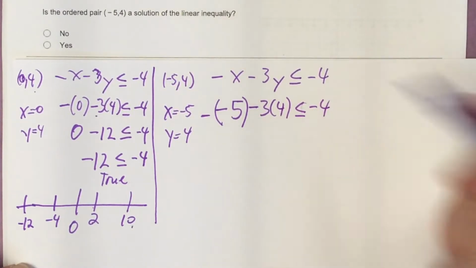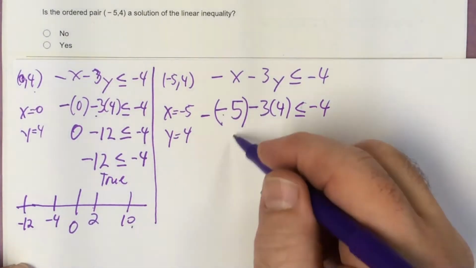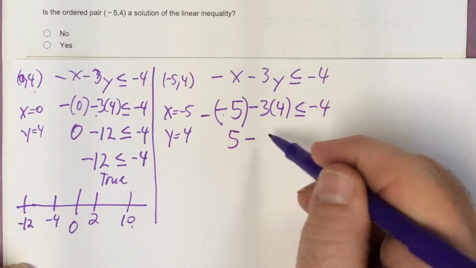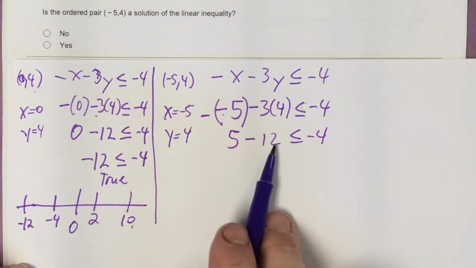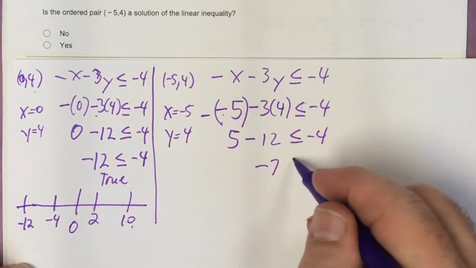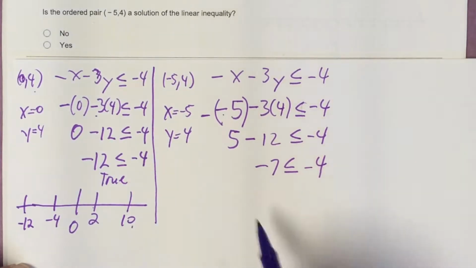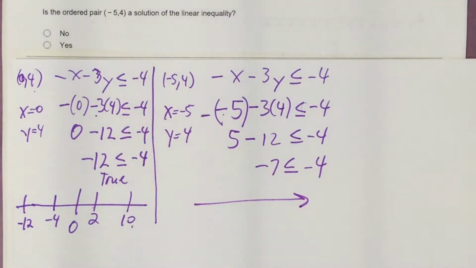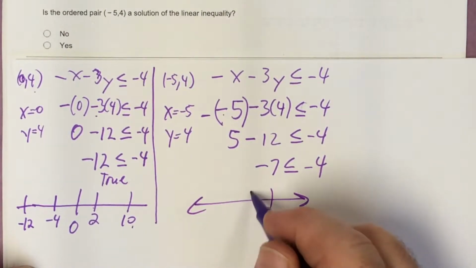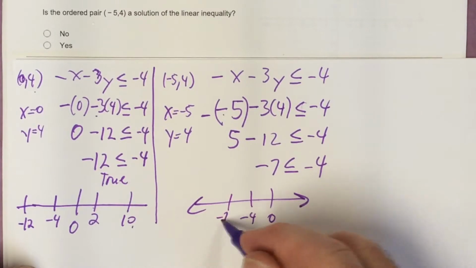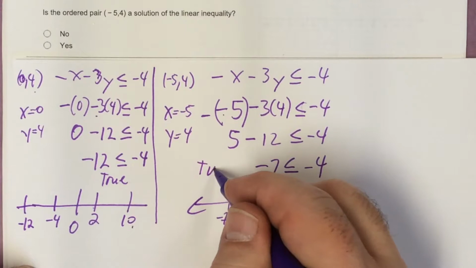Now we want to see if this is less than or equal to negative 4. Minus a negative 5, or negative negative 5, is going to give me 5. That's going to be minus 12. Is that going to be less than negative 4? Well, 5 minus 12 is negative 7. And we want to know, is negative 7 less than negative 4? Going by the same principle we just discussed, if we put 0 here and negative 4 here, negative 7 should be here, and because negative 7 is to the left of negative 4, this is also going to be true.